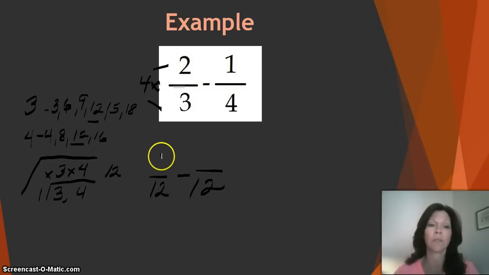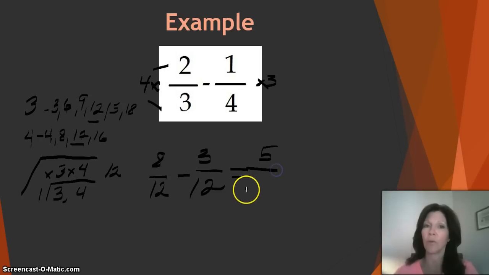4 times 2 is 8. Over here, 4. 1, 2, 3. So 4 times 3 is 12. Whatever you do to the bottom, you must do to the top. So 1 times 3 is 3. Subtract those. 8 minus 3 is 5. You know you don't add or subtract denominators. Your denominator stays the same. 5/12 is your answer. All right, you guys should be ready to do one by yourselves.